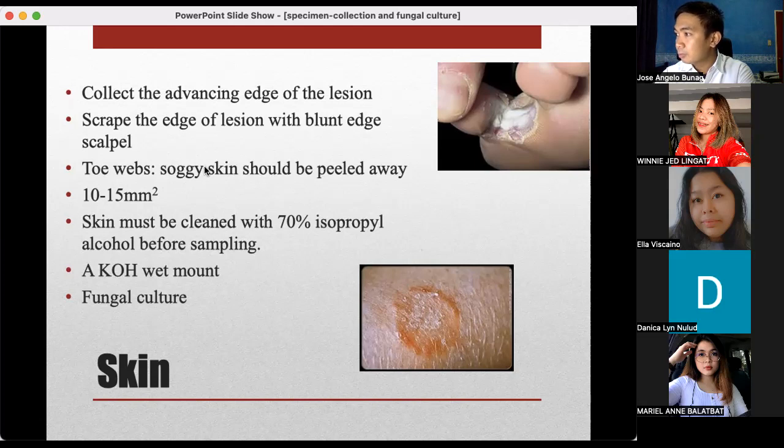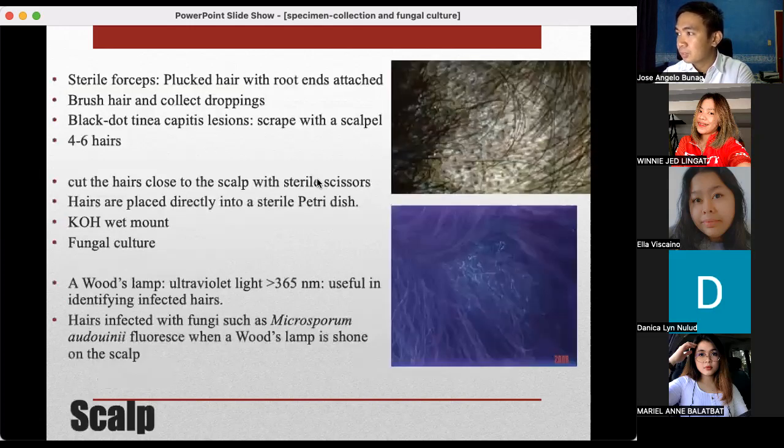For toe webs, saggy skin should be peeled away, about 10 to 15 millimeters square. You will use your scalpel for this case. But please make sure that you do not injure your patients. For the scalp, you could use a sterile tissue brush or a sterile toothbrush or your hairbrush.